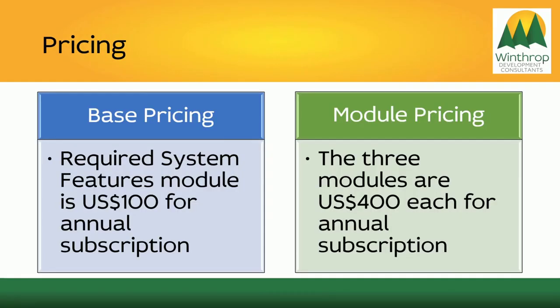So the pricing, it has a base price of $100 for the system features, and then every module is $400. So basically it's either $500, $900 or $1,300 depending on whether you buy 1, 2 or 3 modules. It is an annual subscription, so that's the same price each year. There's no actual enhancement.